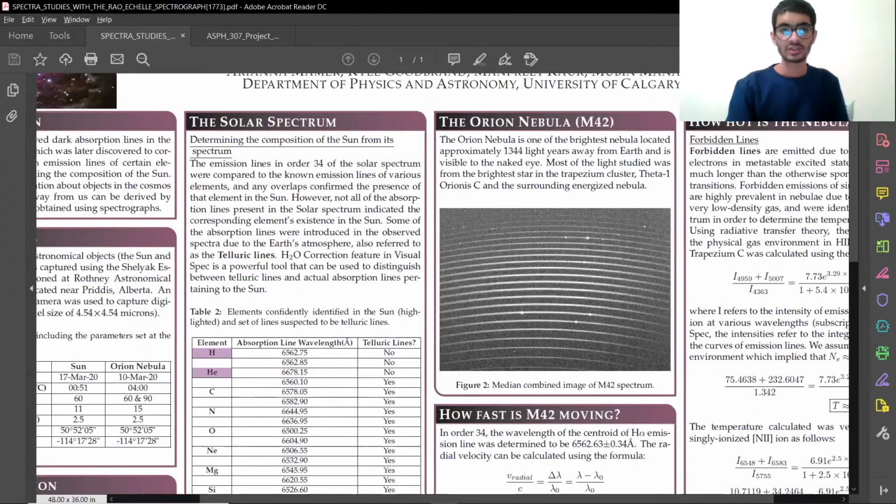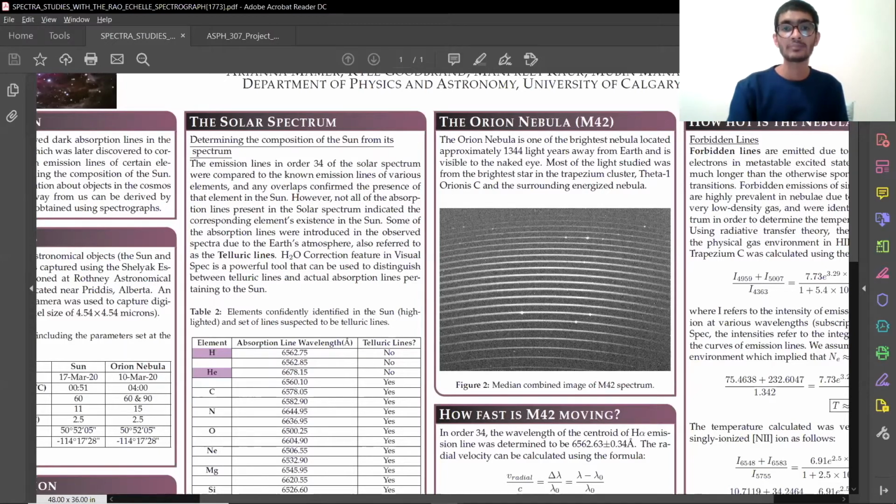Determining the composition of the Sun from its spectrum, the lines obtained from the solar spectrum were compared to the known emission lines of various elements. Any overlap confirmed the presence of that element in the Sun. However, not all the absorption lines present in the solar spectrum indicated their existence in the Sun.